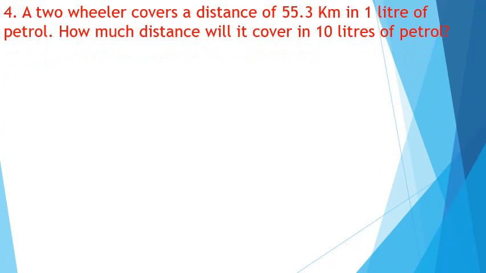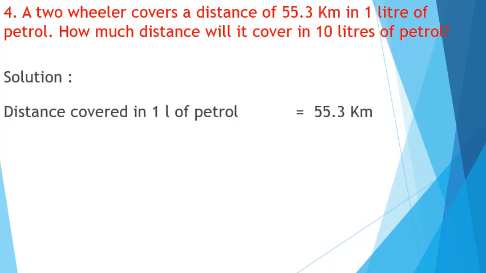Next is question number 4. A two-wheeler covers a distance of 55.3 km in 1 liter of petrol. How much distance will it cover in 10 liters of petrol? We can solve the sum this way. Distance covered in 1 liter of petrol equal to 55.3 km.